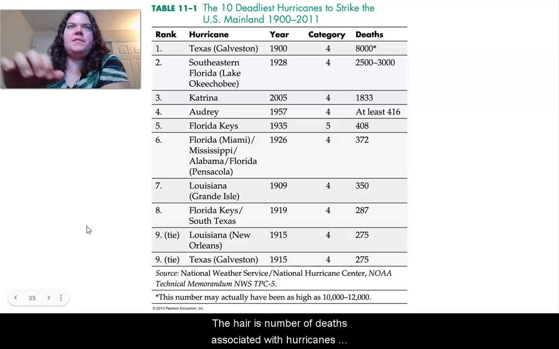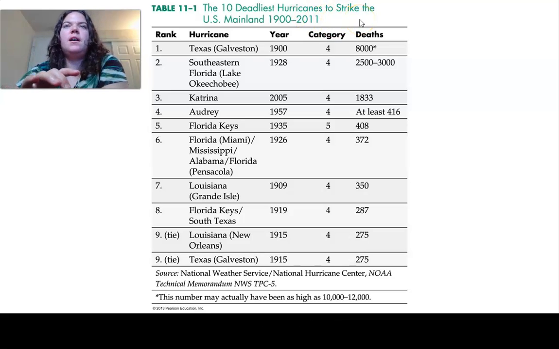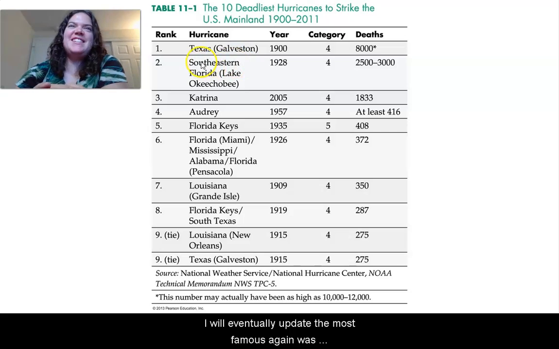So here's the number of deaths associated with hurricanes to strike the U.S. mainland until 2011. Okay, so this has not been updated. This is from a previous textbook. I will eventually update this.